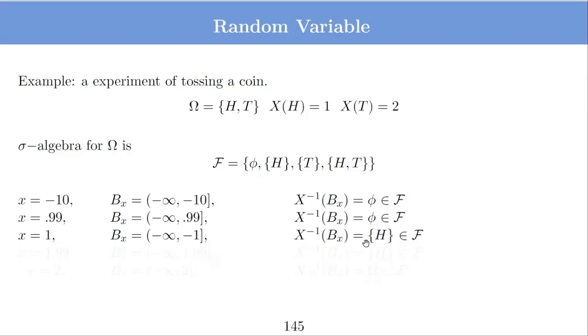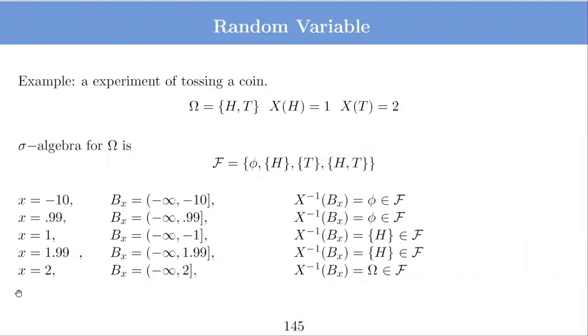So X inverse of Bx is nothing but H, which is also in the sigma algebra. If you take 1.2, 1.3, you get the same answer. If you take 1.99, this also includes 1, but does not include 2. So the pre-image is also H.